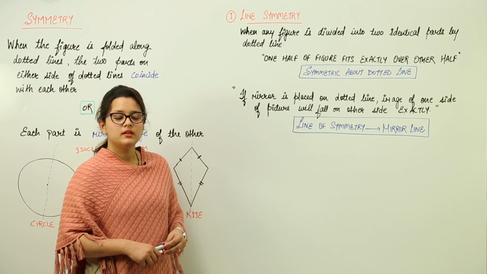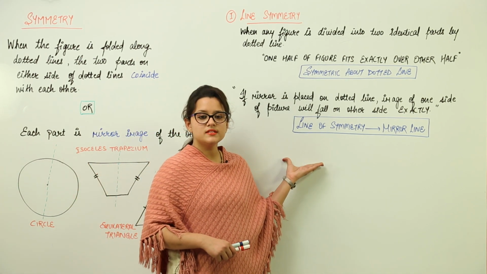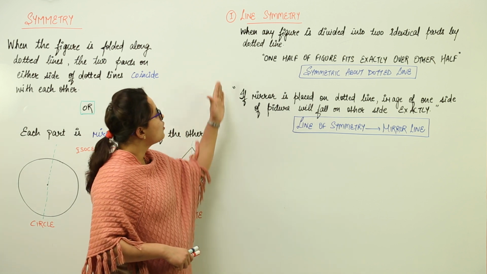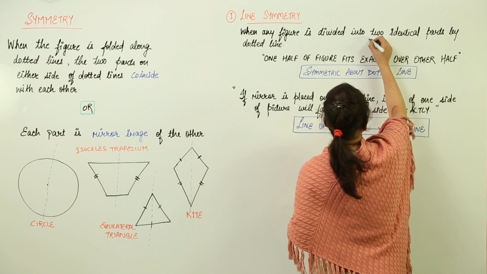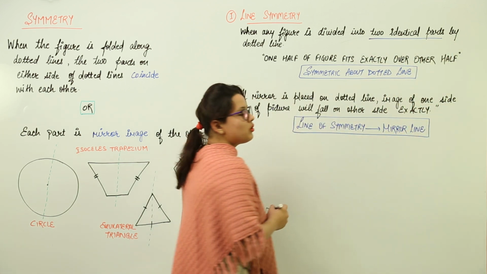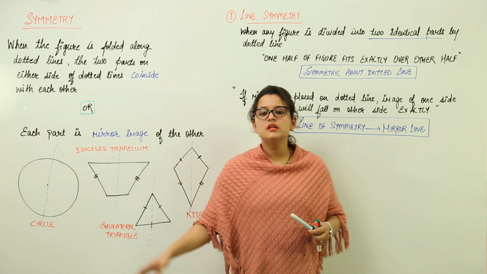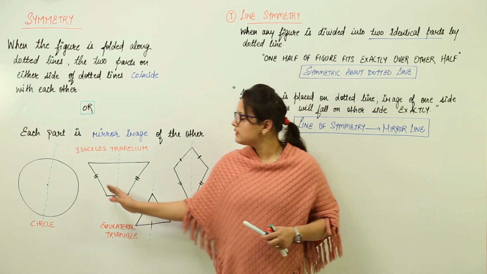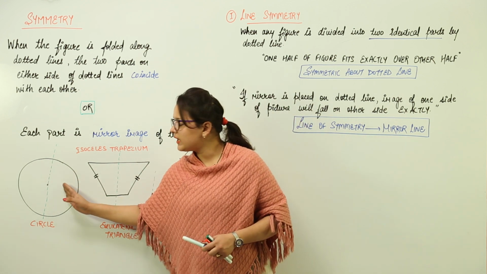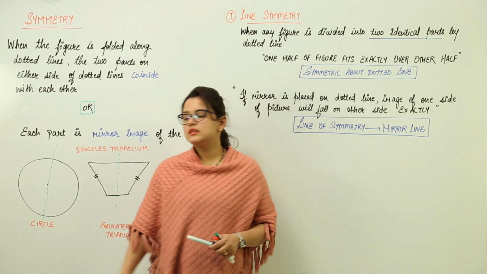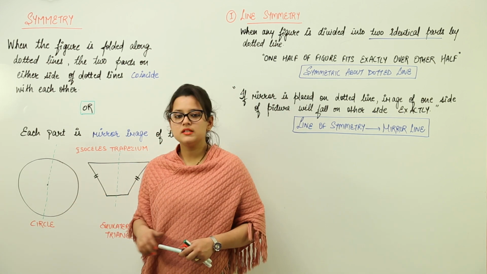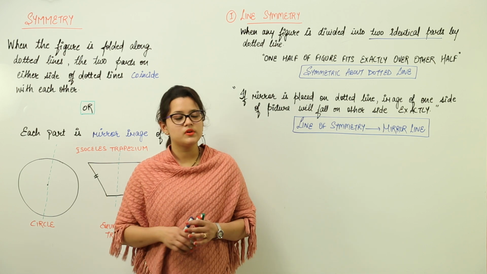Line symmetry. Now in symmetry we have line symmetry. Line symmetry means when any figure is divided into two identical parts by the dotted line. As we have seen in these figures also, the figure is divided into two identical parts by a dotted line. We can say that this line is showing the line symmetry in all these figures.